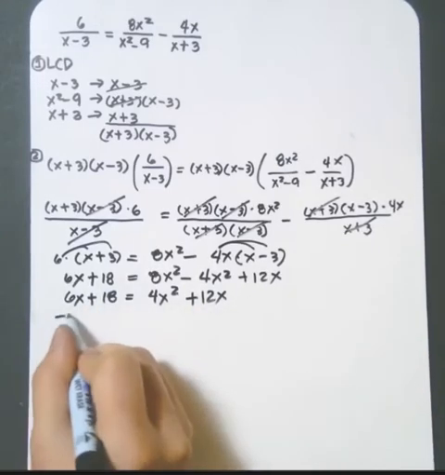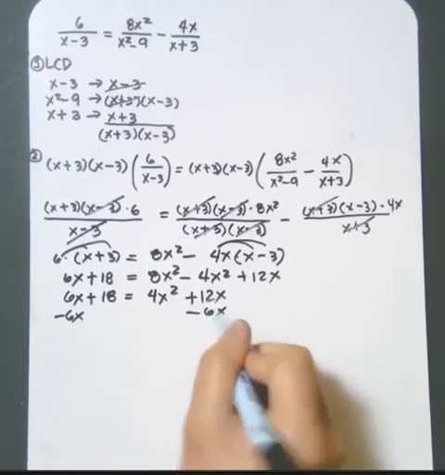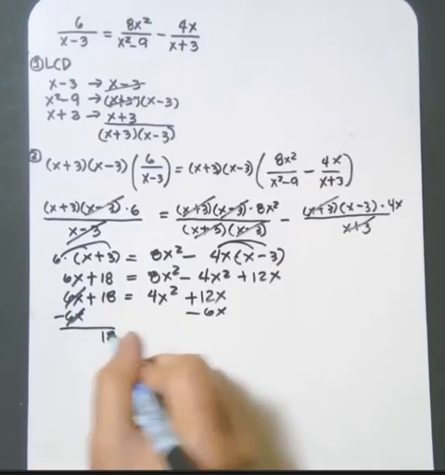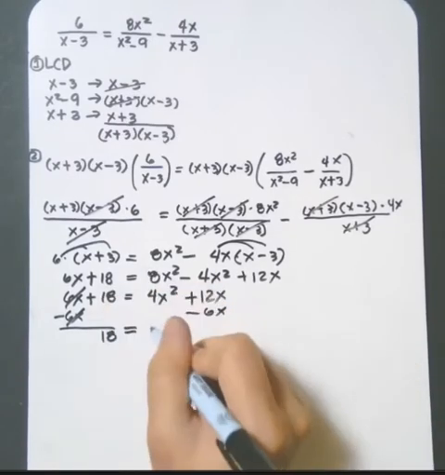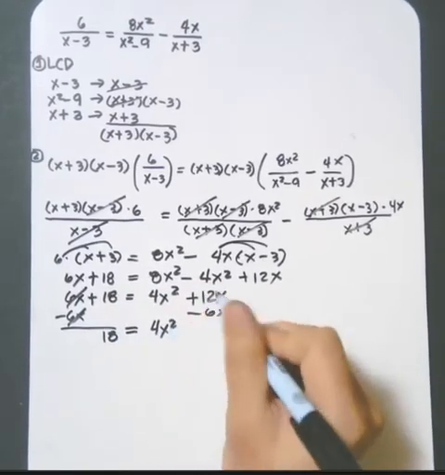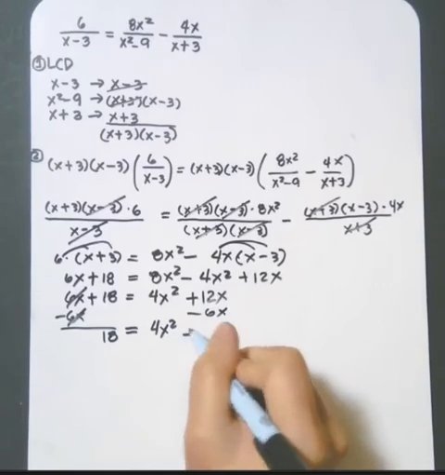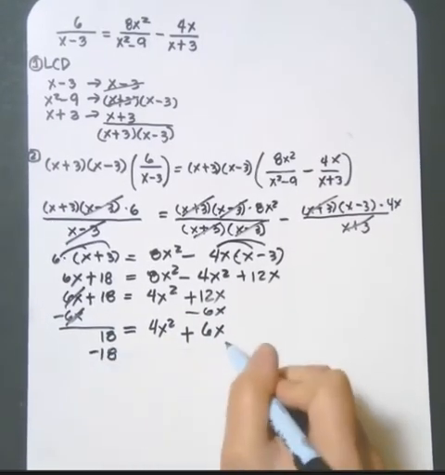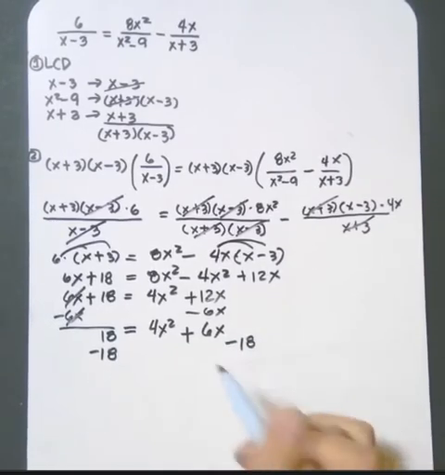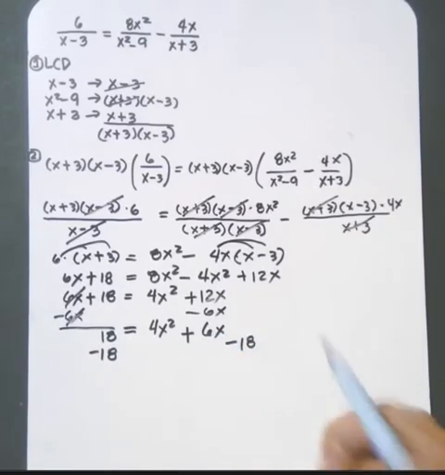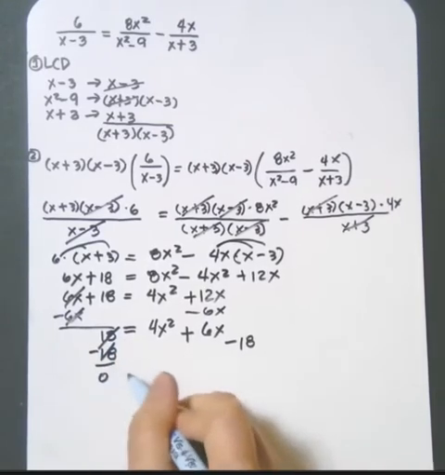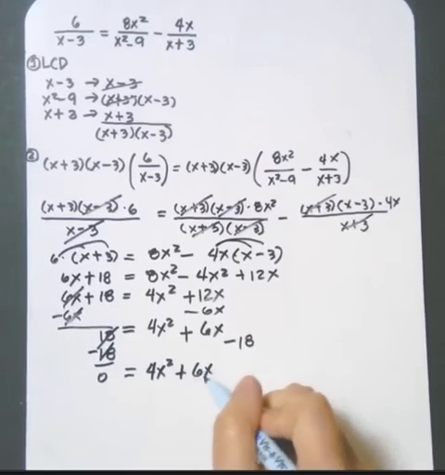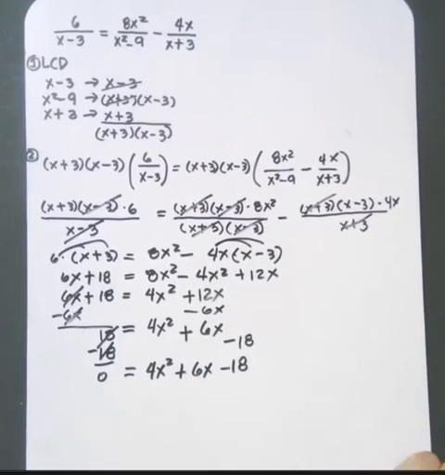Combine these by subtracting 6x from both sides of the equation. 6x minus 6x is 0, 18 equals, bring down 4x squared, 12x minus 6x is positive 6x. And then we subtract 18 from both sides of the equation. I did not align them because they are not like terms. 18 minus 18 is equal to 0. So we have 4x squared plus 6x minus 18.